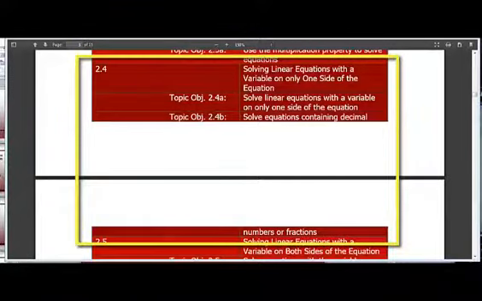Today we will be in Chapter 2, Section 4, solving linear equations with a variable on only one side of the equation. Our two topic objectives for today are to solve linear equations with a variable on only one side of the equation and to solve equations containing decimal numbers or fractions.